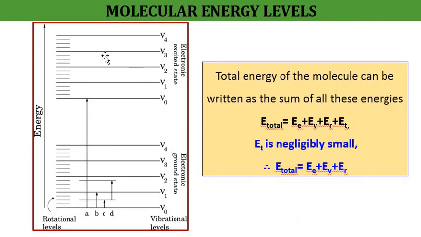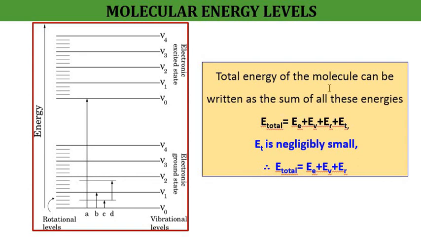So now we can see the schematic representation of molecular energy levels. This bunch of levels represents the electronic ground state, and this is the electronic excited state, where V0, V1, V2, V3 and V4 represent the ground vibrational and excited vibrational energy levels. Inside these vibrational energy levels, you can see small lines which represent our rotational levels.